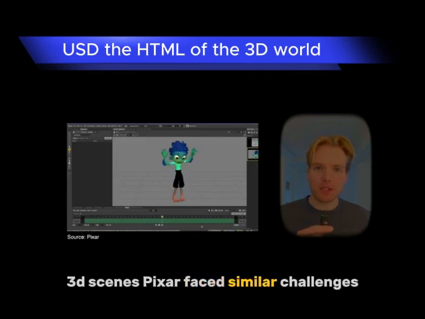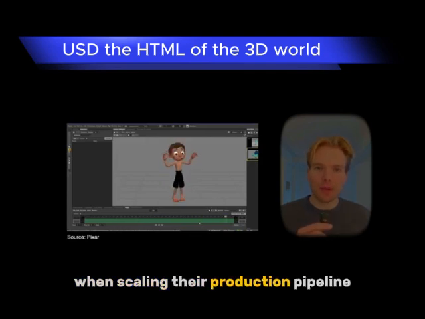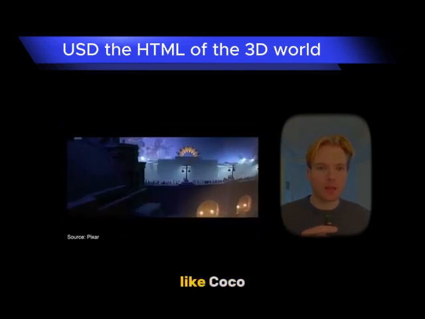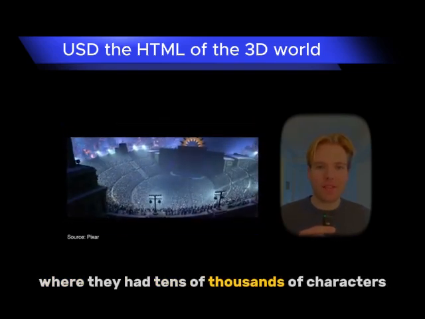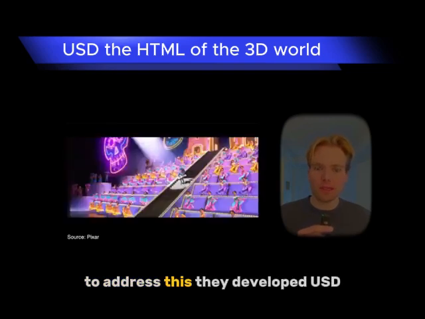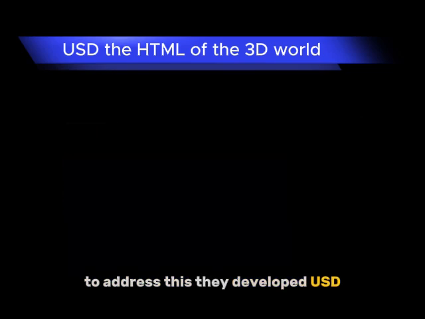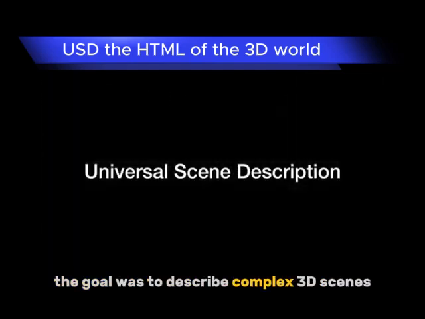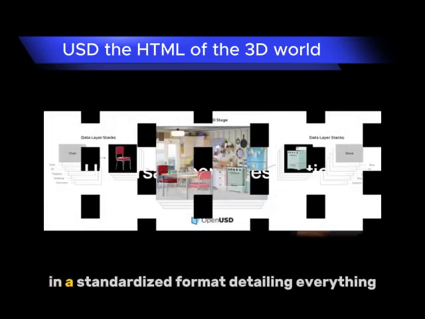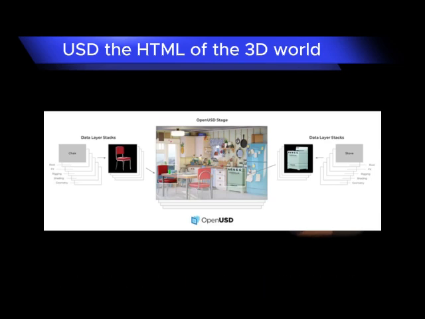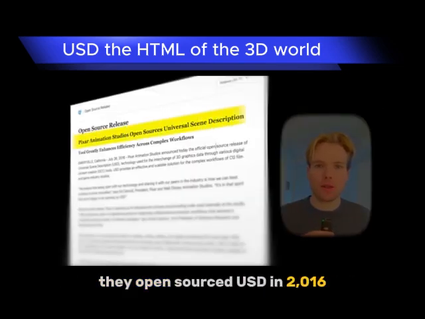Pixar faced similar challenges when scaling their production pipeline for increasingly complex projects like Coco, where they had tens of thousands of characters in a stadium scene. To address this, they developed USD, Universal Scene Description. The goal was to describe complex 3D scenes in a standardized format, detailing everything from camera angles to character movements. They open-sourced USD in 2016.